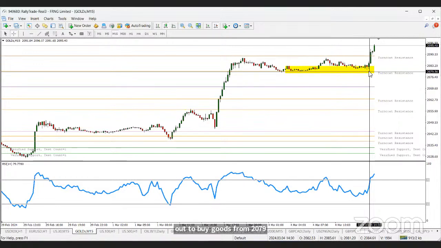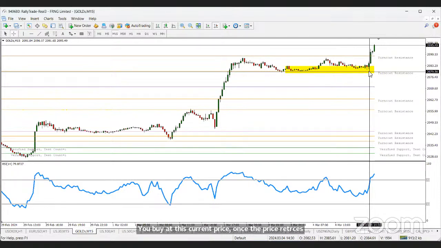Okay, I look out to buy gold from 2079. If I buy gold from there, I can buy gold till around 2090. So I will not advise that you enter a buy at this current price until the price retraces back to that 2079.